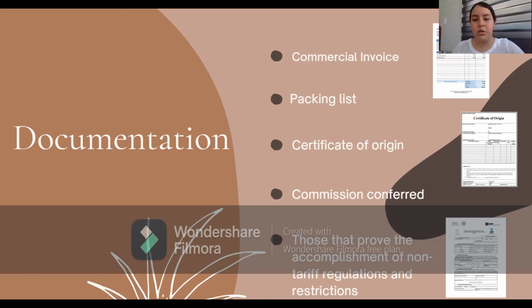The following one is the commission conferred. This is the one that tells customs authorities that the customs broker is in charge of classifying and managing a certain type of merchandise. And finally, we have all those documents that can prove compliance with non-tariff regulations and restrictions. There are not many regulations for exporting merchandise, but there could be in other countries. So it will be necessary to get them here in the country of origin in order to present them in the country of destination.